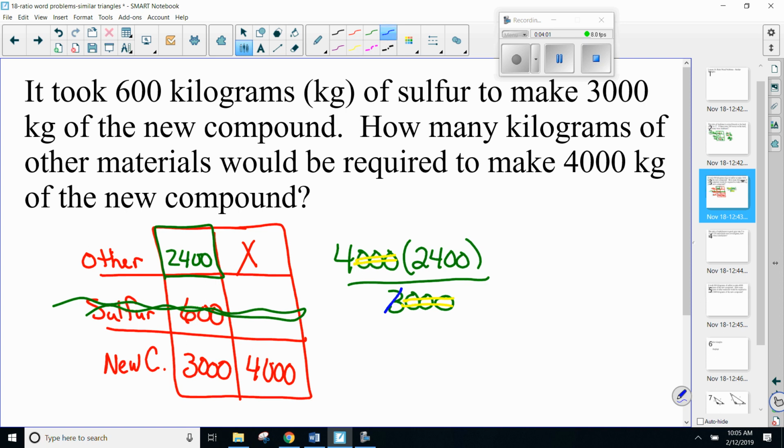And then I would say 3 goes into 2400 800 times, and 800 times 4 is 3,200. So you would have 3,200 kilograms of other components that you would need in order to make 4,000 kilograms of the new compound.